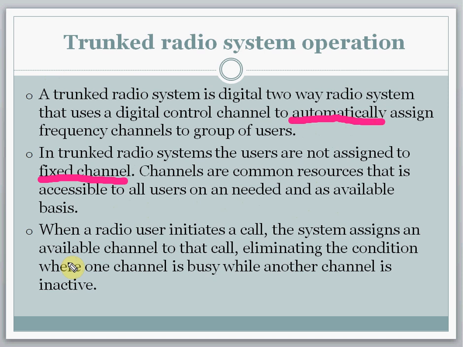Next, we will move to the next point. When a radio user initiates a call, the system assigns an available channel to that call. This eliminates the condition where one channel is busy and another channel is inactive. This point is saying that whenever a radio user starts by pressing the PTT switch, the system is going to select the channel which is freely available and assign that channel to that talk group, and they can make communication. It is not like one channel is assigned to this talk group and another channel is assigned to another talk group. Whatever is available, they give to that one.